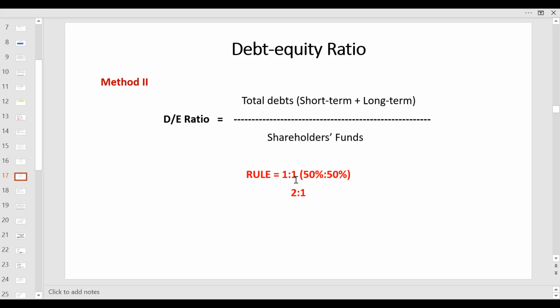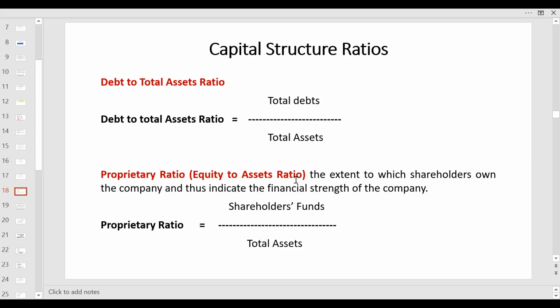It is not that if you are okay with 1:1, you have to interpret it like that, that 1:1 should be the ratio. There are different schools of thought. Some say it should be 50-50%, some say it should be double of equity, and some say it is not going to have an impact. So there are different schools of thought, and it depends on you how you are going to interpret this ratio.